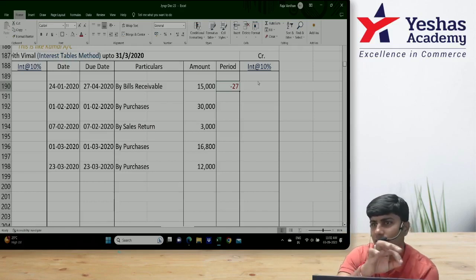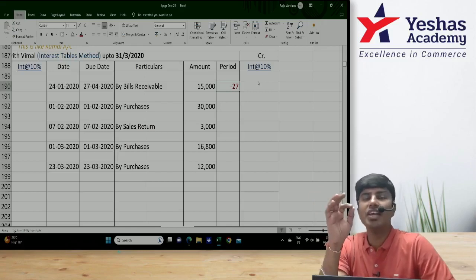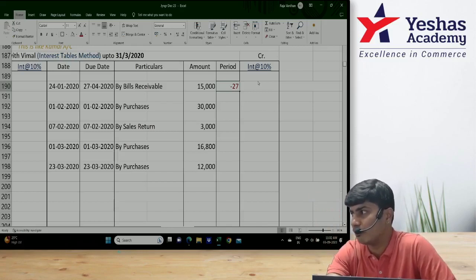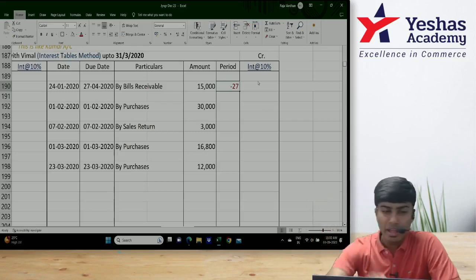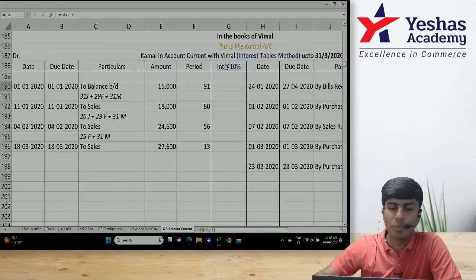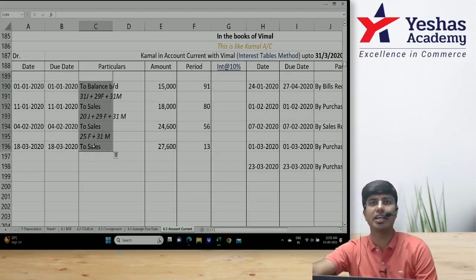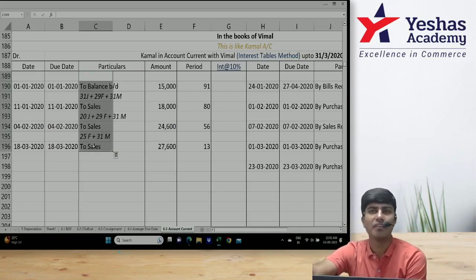Shall I now explain why are we writing it in red and why is it negative and how is it correct? Shall I? Now, we are doing interest computation from the date of transaction to the date of account current. Am I right? Every sale that we make, every rupee that we give, we consider it as loan given. From the date on which the loan is given till the date of account current, we compute interest. Clear? Very good.